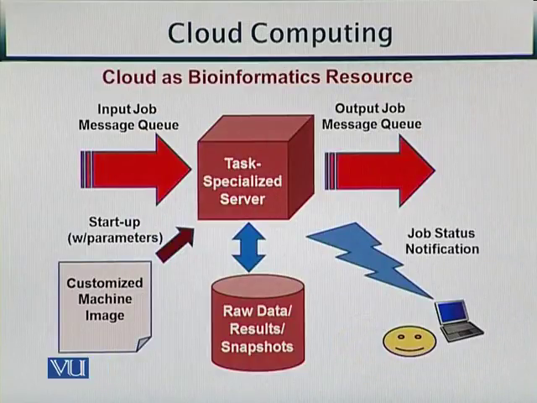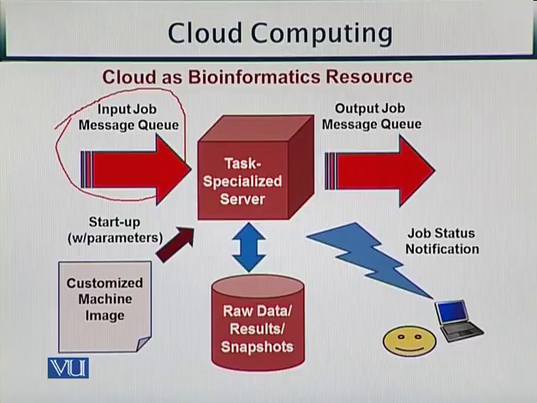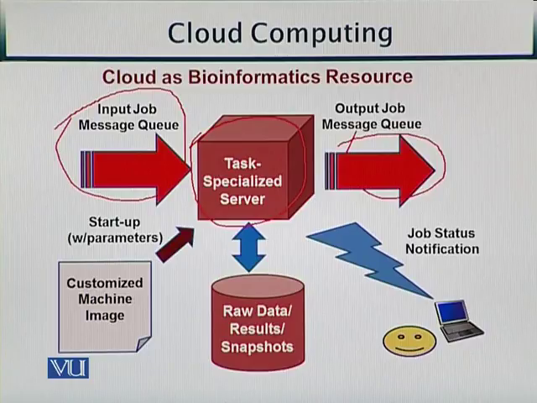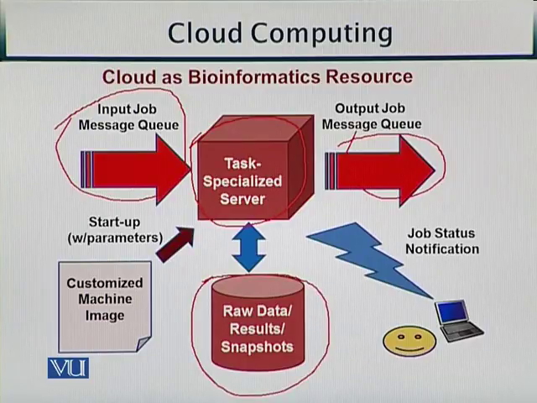Now, how can a cloud be used as a bioinformatics resource? For this, we have this input job message queue. Different people can apply for different jobs. These jobs are put in a queue. This queue is an example of a pooling service. Pooling service means that these messages will be delivered or performed one by one. Then this is a task specialized server, which will be performing different tasks, and this is the output message queue, which will be generating output according to some specific input job. How these functions are performed, we have the collection of our raw data, results and snapshots, which are basically used for producing the results in this section.